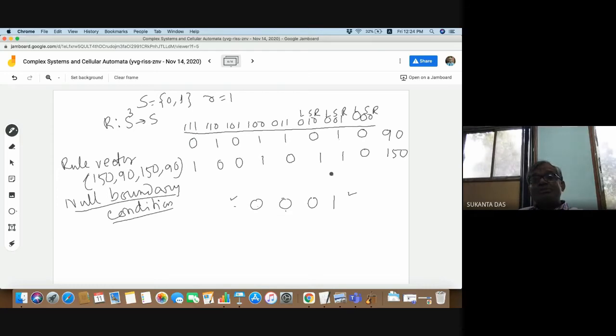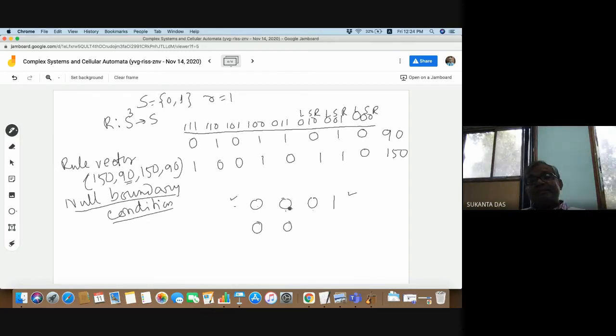For 0 0 0, it is 0, right? Then the next rule is 90. Then it is 0 0 0 again. For this one also, the next state is 90. See, when I am finding the next state of a cell, two things I am considering here: the neighborhood configuration as well as the rule.